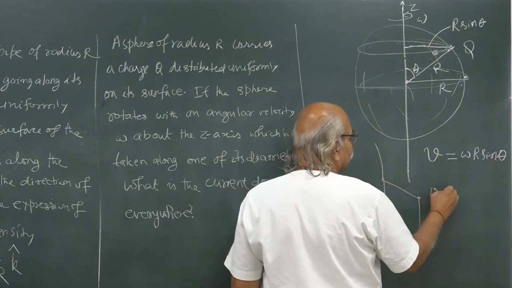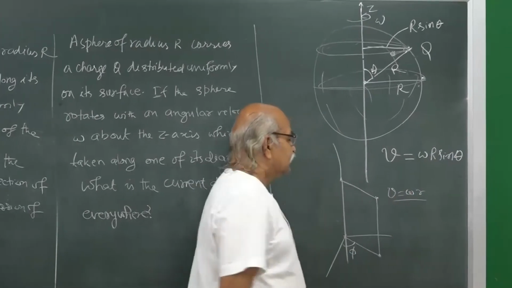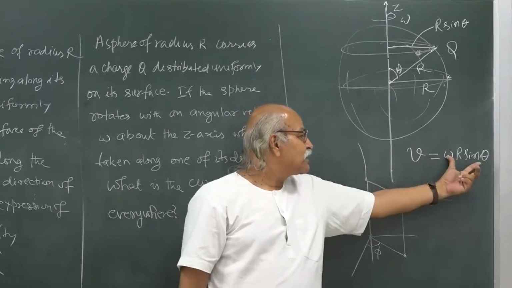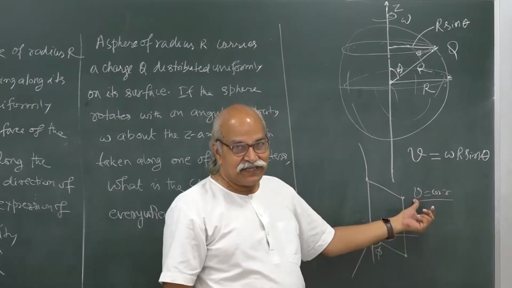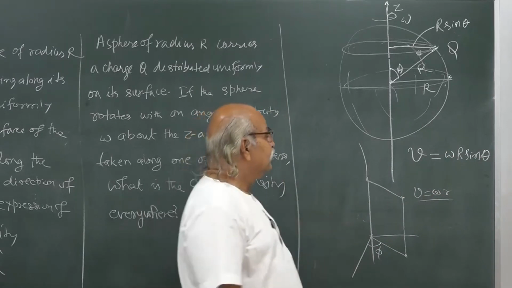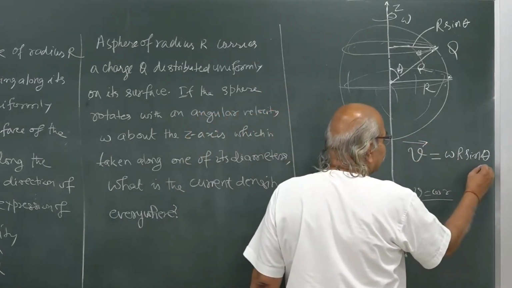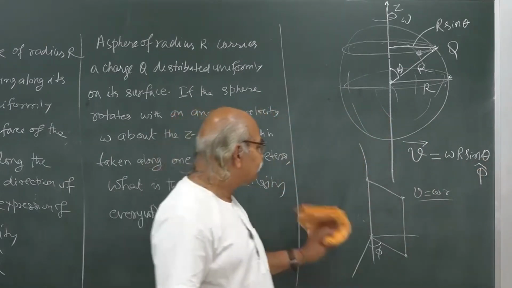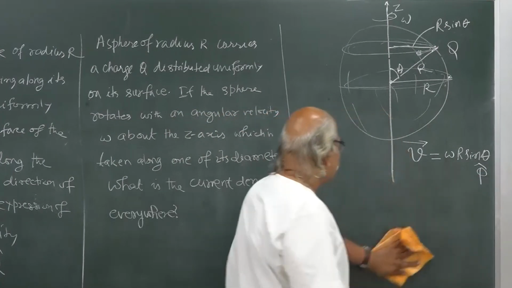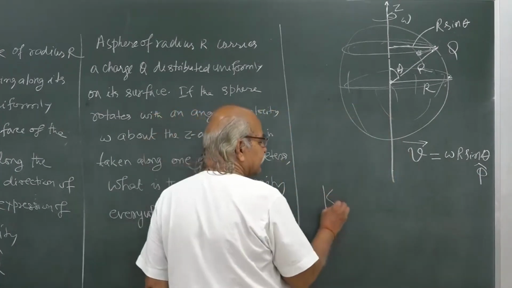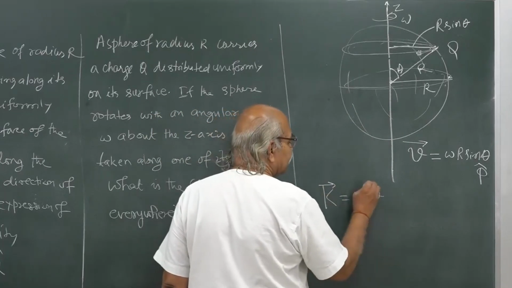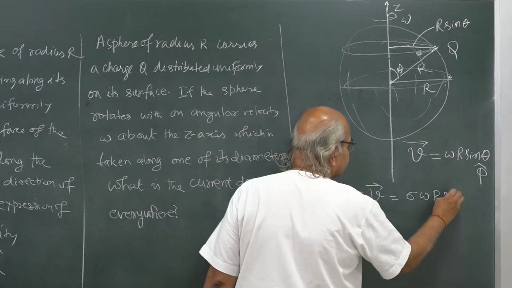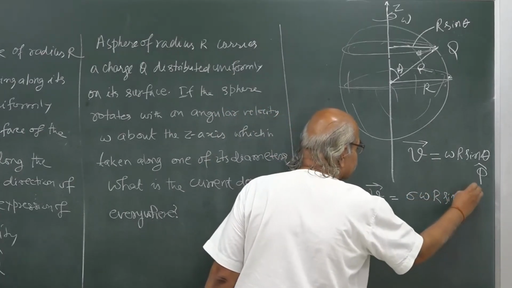right, v equal to omega r. Your formula is v equal to omega r. This is the radius of the circle, and angular velocity, multiply, you get the linear velocity v, and in what direction? In phi cap direction. So, what is the surface current density? The surface current density is sigma v, and therefore it is sigma omega r sin theta phi cap.